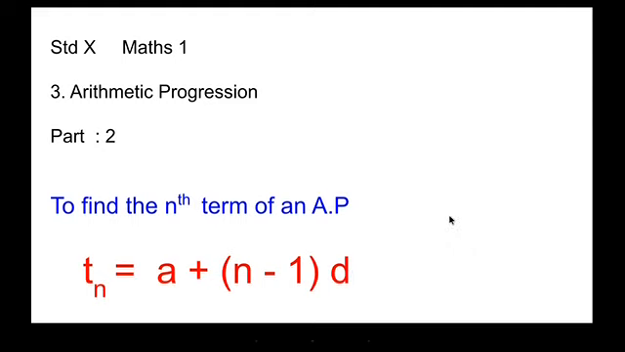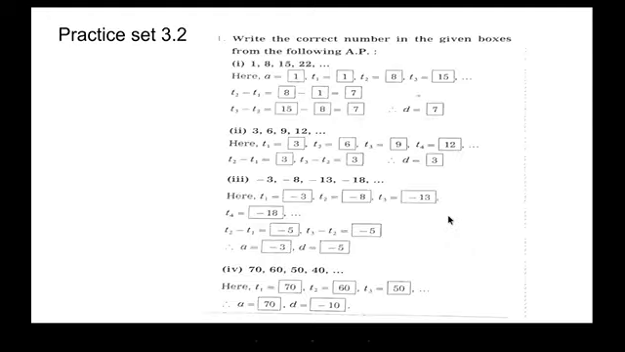We now start with the practice set 3.2. The first sum: write the correct number in the given boxes from the given AP. Here we have 4 sub questions. All are similar. We will do 2. The remaining 2 you can try in your class workbook.